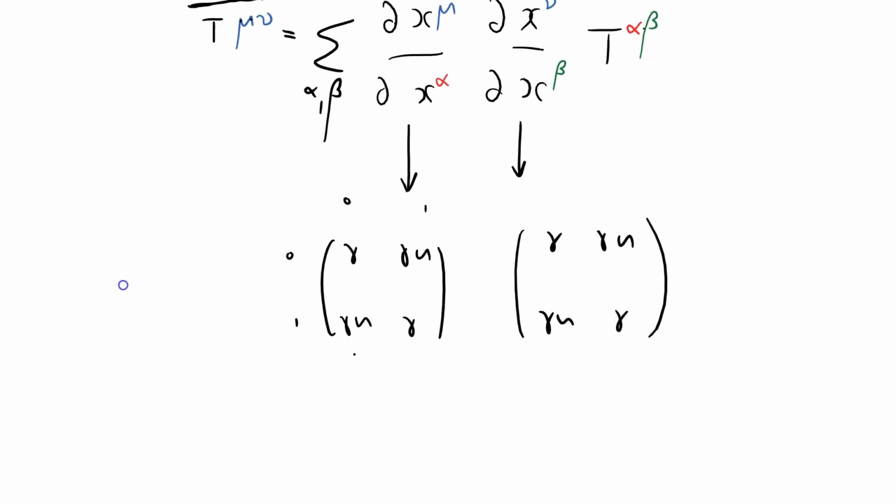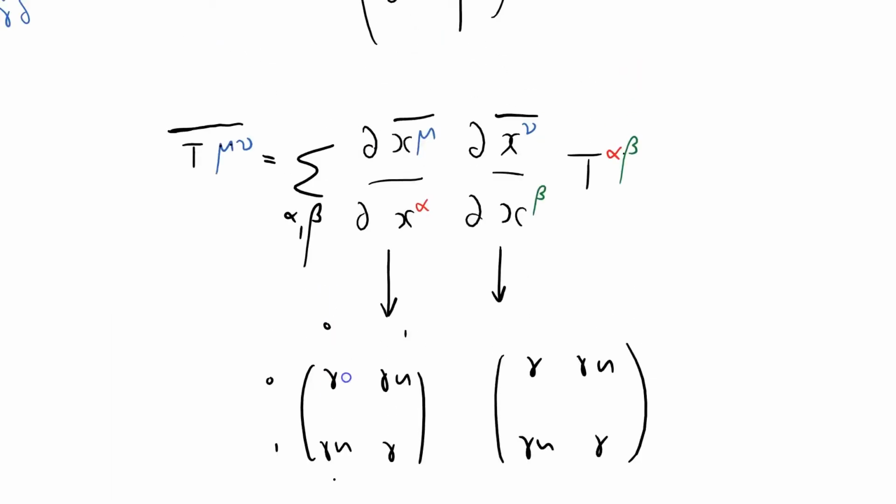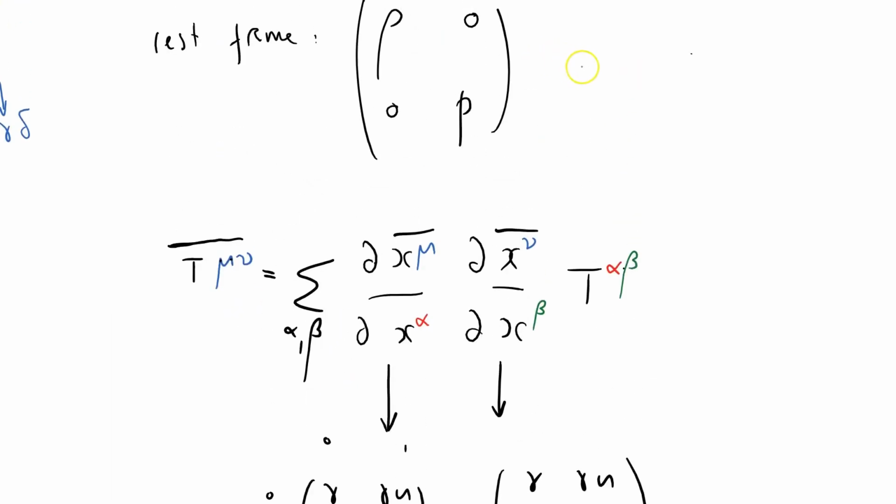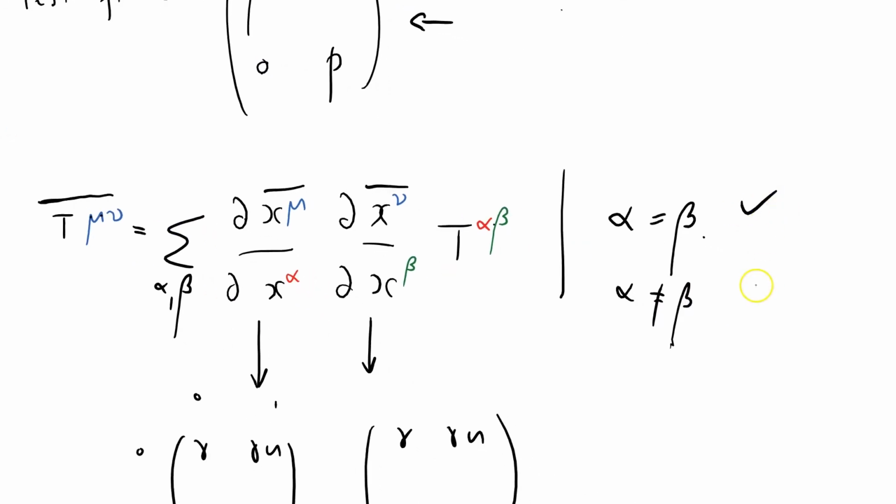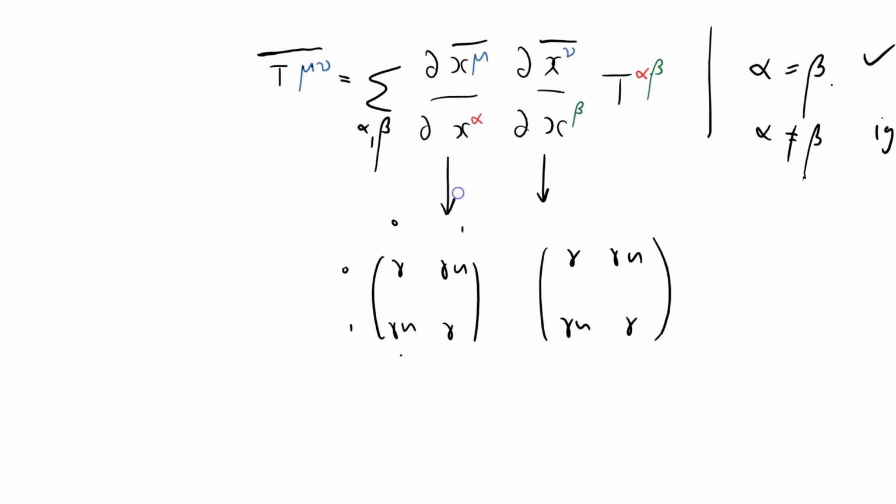So the tensor I want to take is the stress energy tensor in its rest frame. So straight away I know that the only terms I've got to worry about are the terms where alpha equals beta, equals 0 for this one and 1 for this one. If alpha is not equal to beta, we're on the off diagonal terms of this object here, and so we can just ignore it, which makes my algebra a lot easier. Let me just show you. Okay, well, let's just do this.